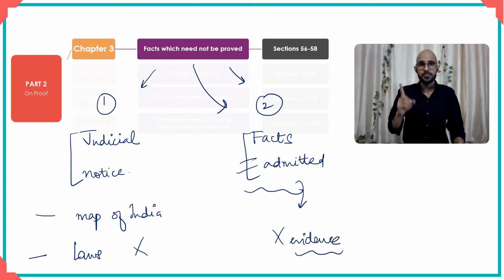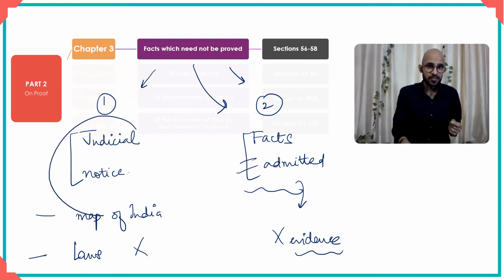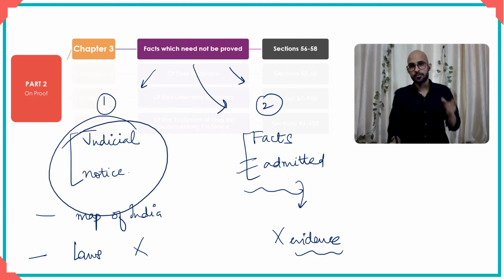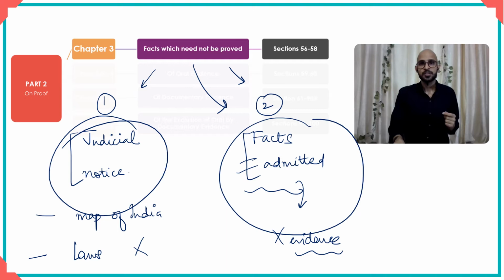So this pretty much sums up chapter 3 for you. There are certain facts of which there is no need to give evidence. The facts are basically of two kinds. The kind of facts that the court takes judicial notice of. Second, the kind of facts which have been admitted by the parties.